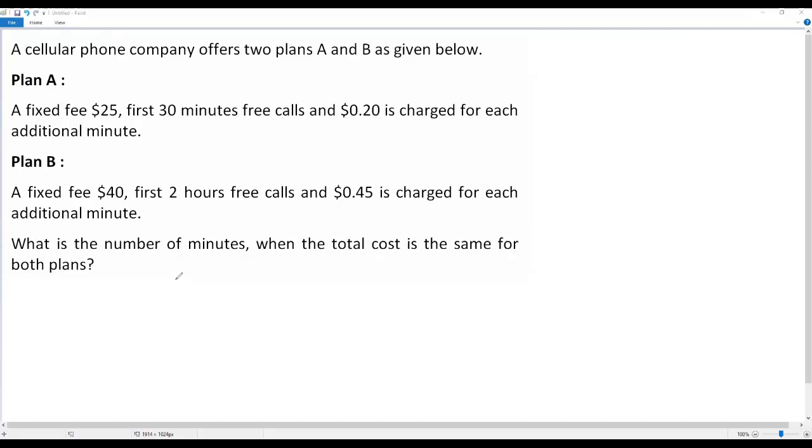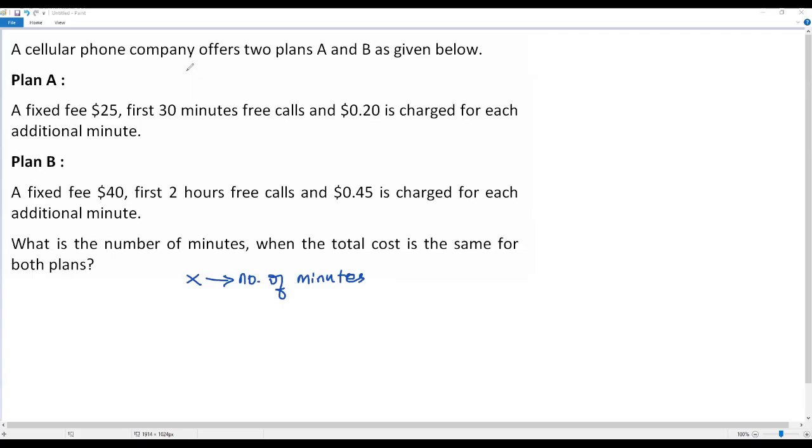Okay, so we have to find the number of minutes for which the total cost for both the plans A and B is the same. Let me assume X as the number of minutes for which the total cost for both the plans is the same. Let me write it over here. Number of minutes X. Now I have to find the total cost for plan A in terms of X.